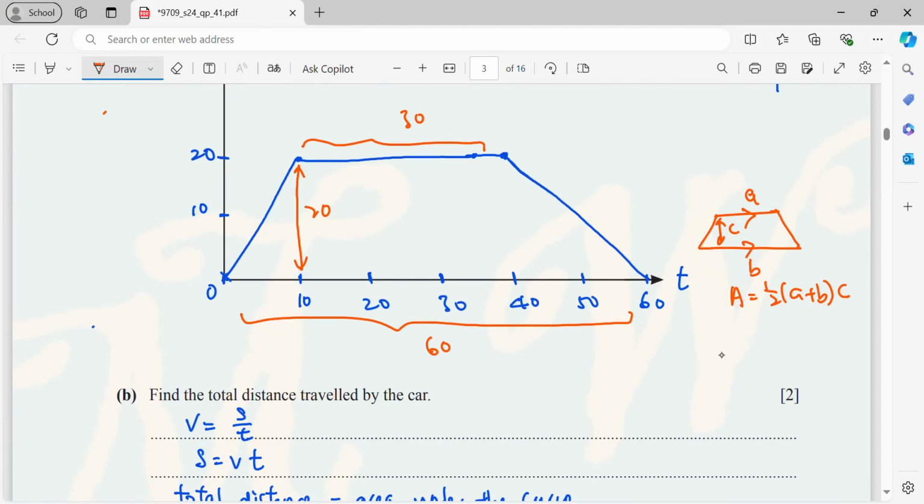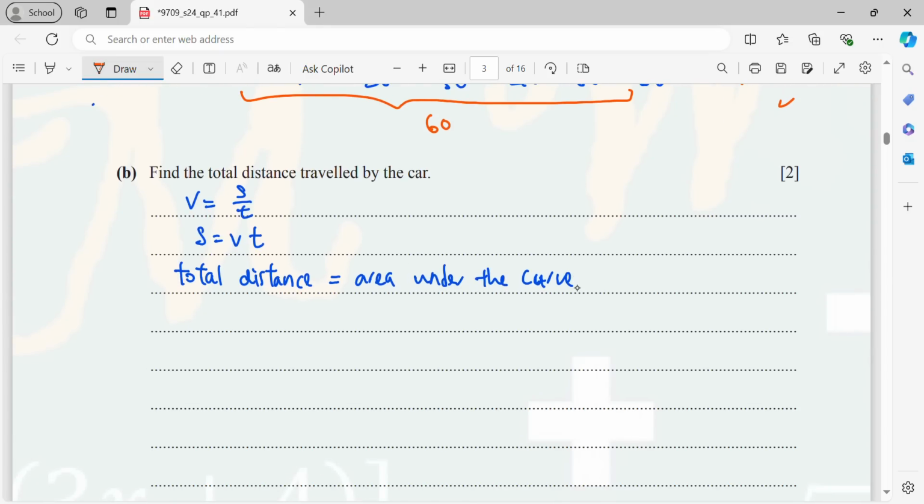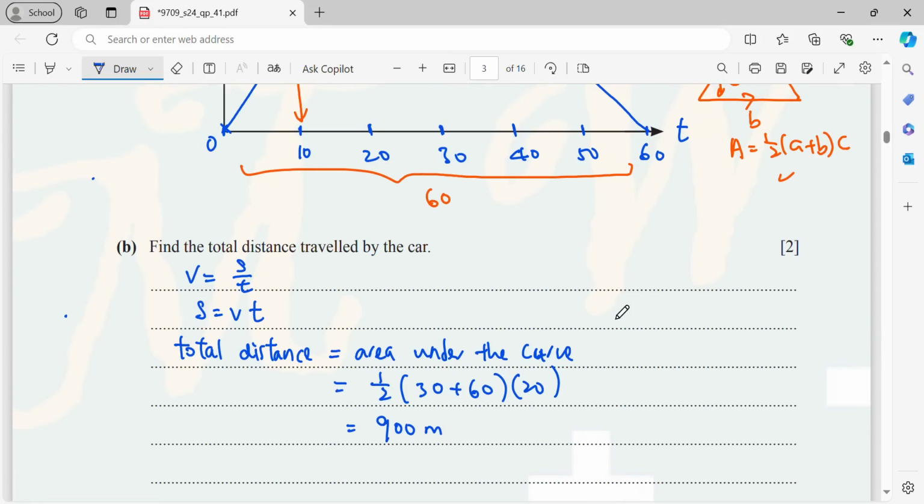Now substitute into this formula. It will be half of 30 plus 60, then multiplied by 20. That means at last you will get 900 meters. That will be the total distance traveled by the car.